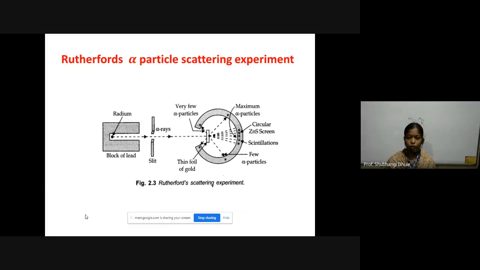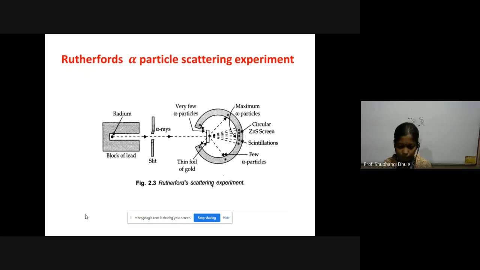For Rutherford's model of an atom, only the drawbacks are included in your syllabus. But so as to understand the drawbacks, we must, at least in short, know what Rutherford's model is. So I'm going to give you a very short explanation of what Rutherford's experiment is and how he put forth his model of an atom, and then we go for the drawbacks.